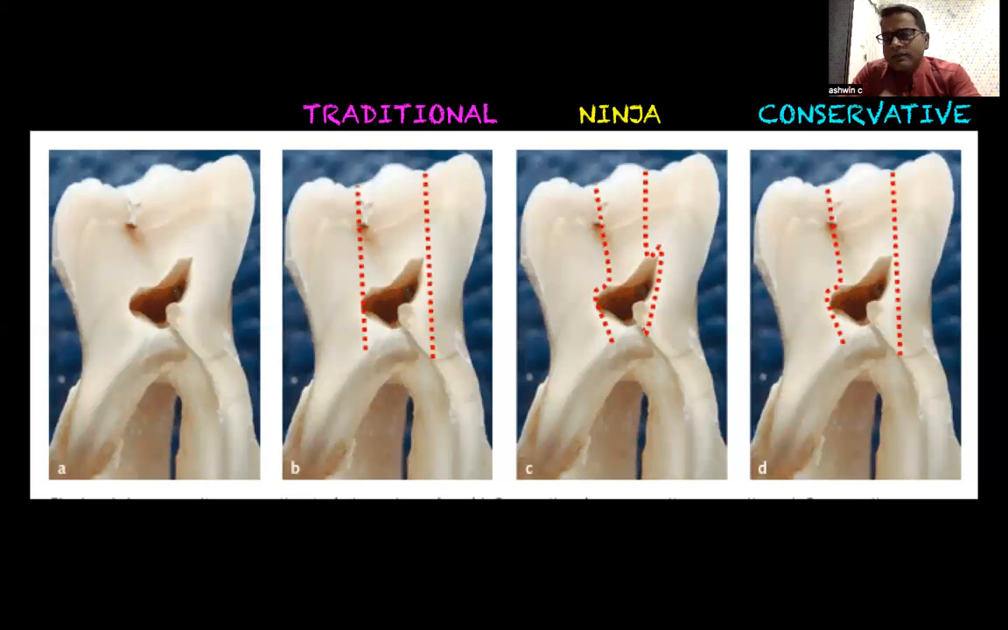Now there comes the conservative access. What is the conservative access? Conservative access simply means that whenever possible and wherever possible, try to save as much dentin as possible. Why? If you save the dentin, the strength of the tooth will be saved. So that is what conservative access is all about. So how will you do it?